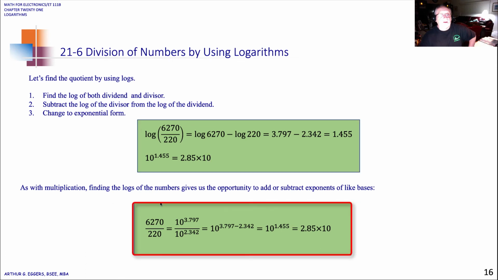Okay, same thing in the example down here where they're showing us how this plays out just using the exponential forms of each of the terms. Okay, so again, a lot of this you're going to do on the calculator if you use logarithms.